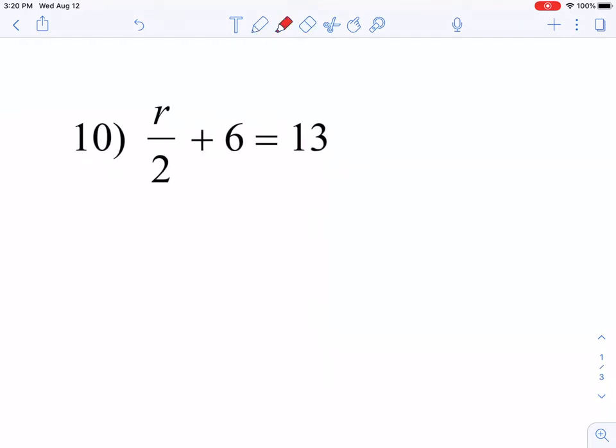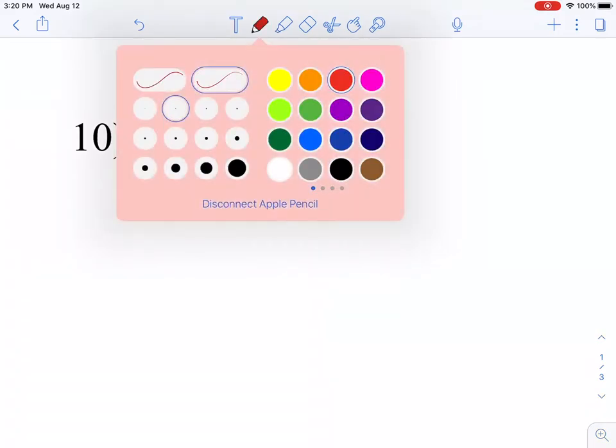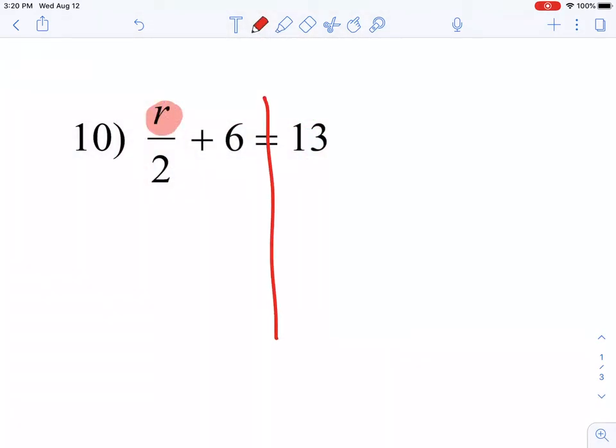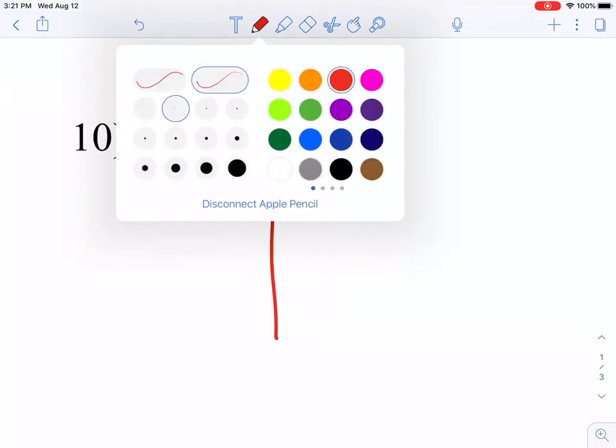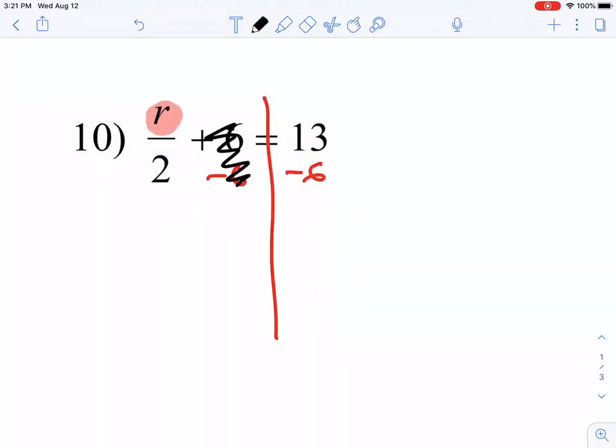So again, I need to get r by itself. I'm going to move my 6 first because I always move whatever is adding or subtracting first. And then I'll move whatever is multiplying or dividing. So I'll subtract 6. That makes these guys cancel each other out. R divided by 2 is left. I'm just rewriting it. And then 13 minus 6 is going to leave us with 7. Signs are different. Subtract, keep the sign of the larger number.